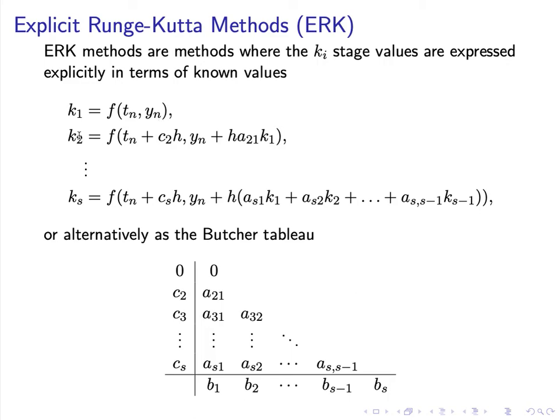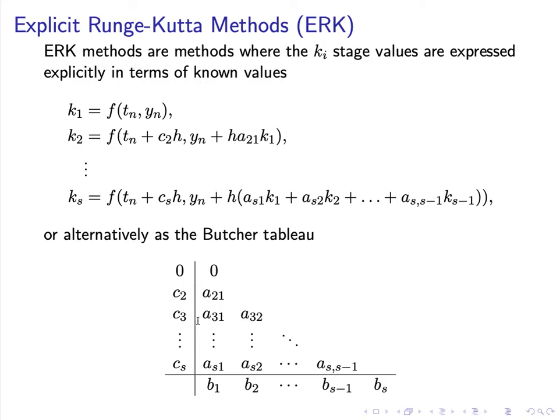So if we have K2, the calculation of this uses K1, but we don't have K2 also appearing on the right hand side. So if we calculate K1, K2, etc. sequentially, we have explicit equations. So going all the way down to Ks, Ks is written using K1, K2 and all the previous stage values up until K_{s-1}. So this is known as an explicit Runge-Kutta method.